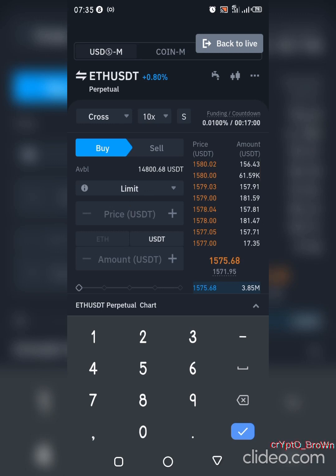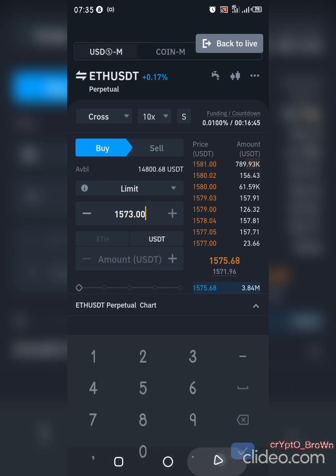So we will have, maybe the signal is telling you that when the market gets to 1573, you should enter. So 1573.00, you can choose to bring the 0.00 or leave it as it is.